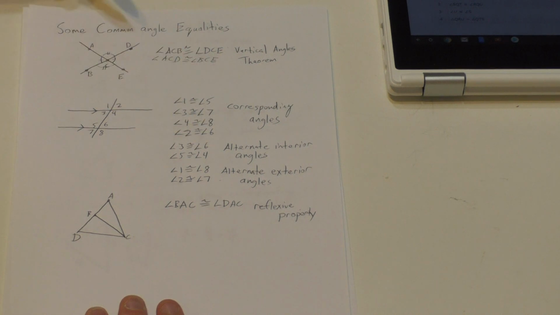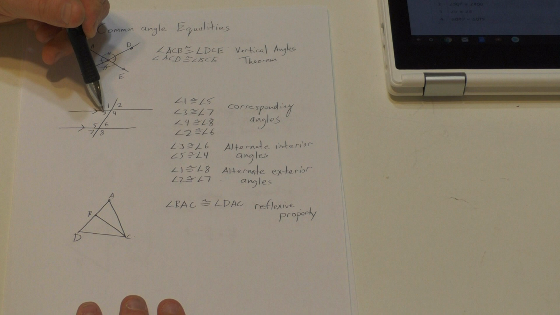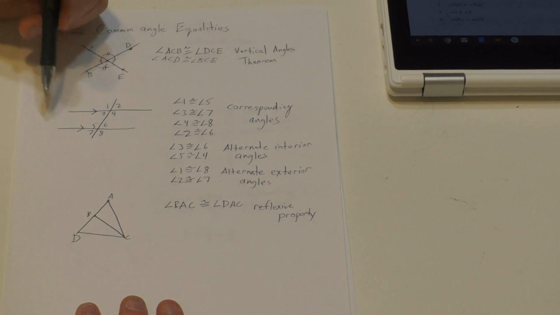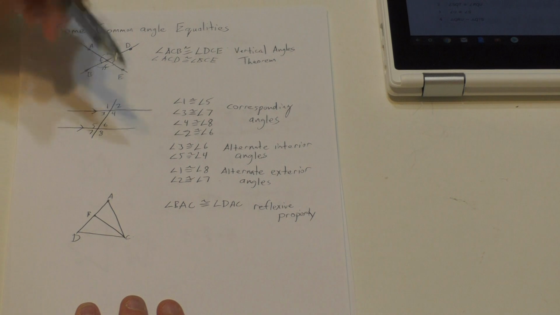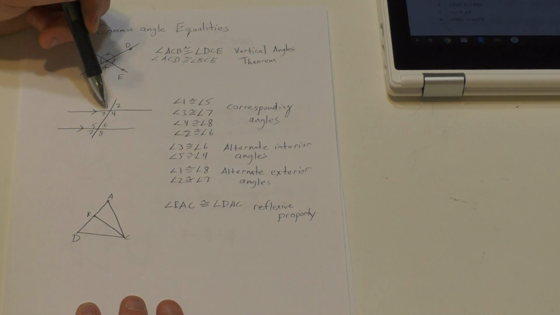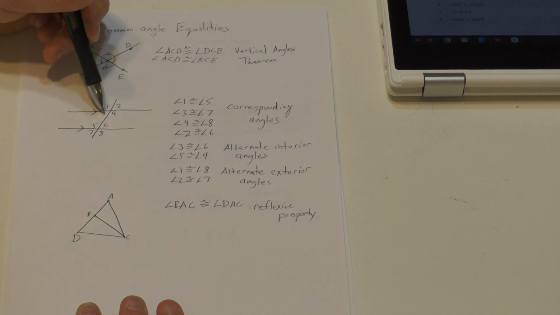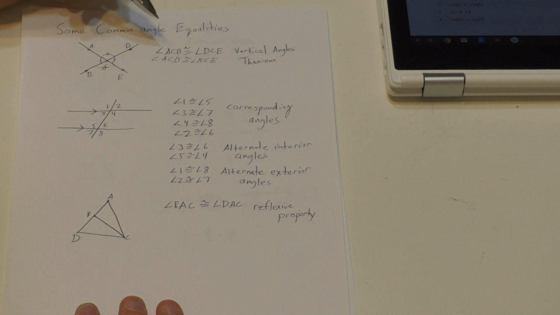Next, we have alternate interior angles. So, a few words here. Alternate, to me, means you're going across the transversal. You're not saying on the same side of the transversal. You're going across it. Interior means you're on the inside of these two parallel lines. So, if I look at 3 and 6, 3 and 6 across the transversal inside of the parallel lines, alternate interior angles.